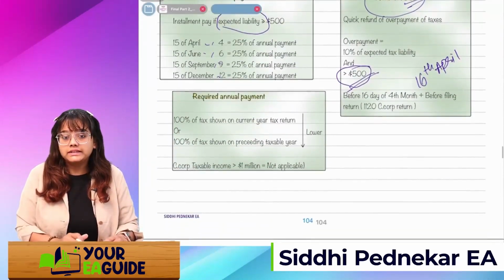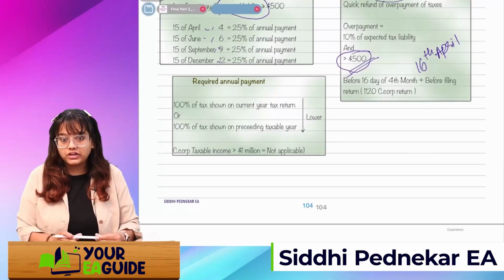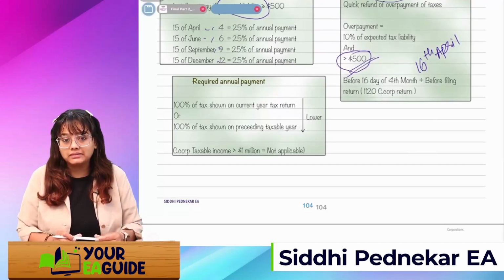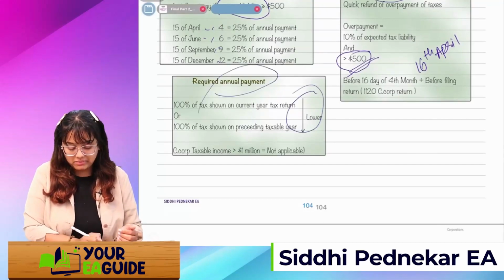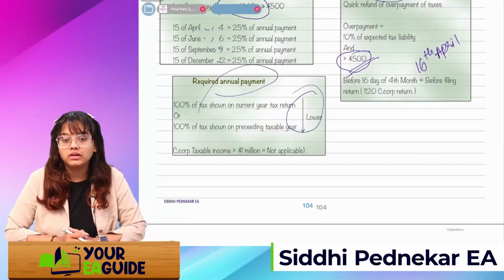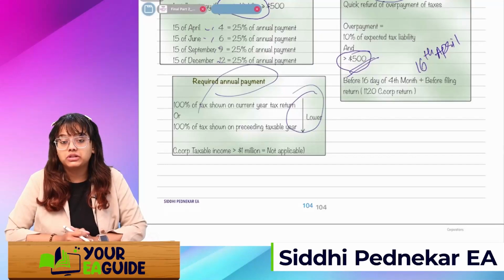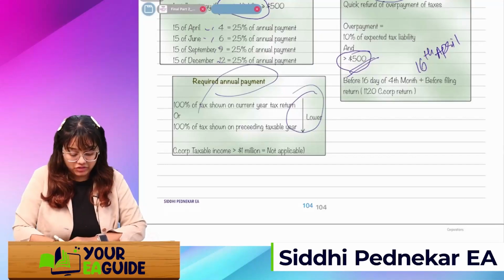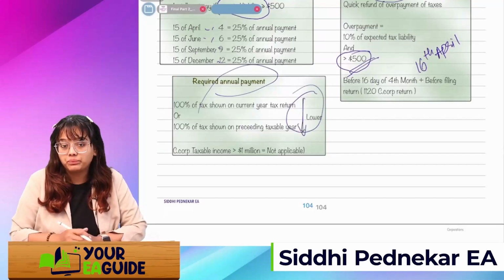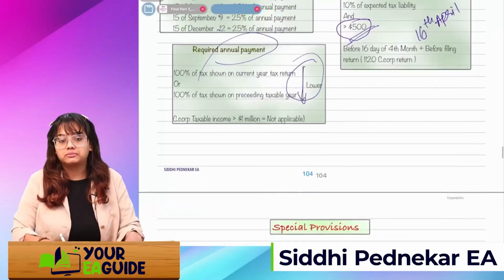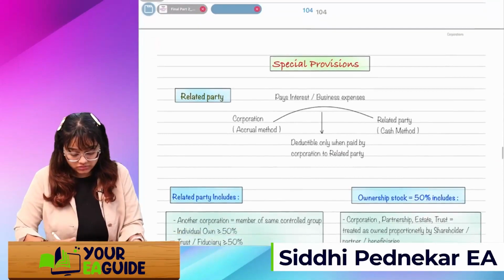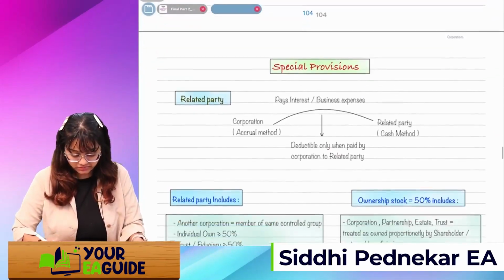Okay. C corp taxable income, if it is more than 1 million, right, then this annual payment is not applicable. If the taxable income is more than 1 million, then this is not applicable, that whichever is lower. They'll have to pay the actual amount of tax liability which they are going to incur. All right. So next topic is special provision.